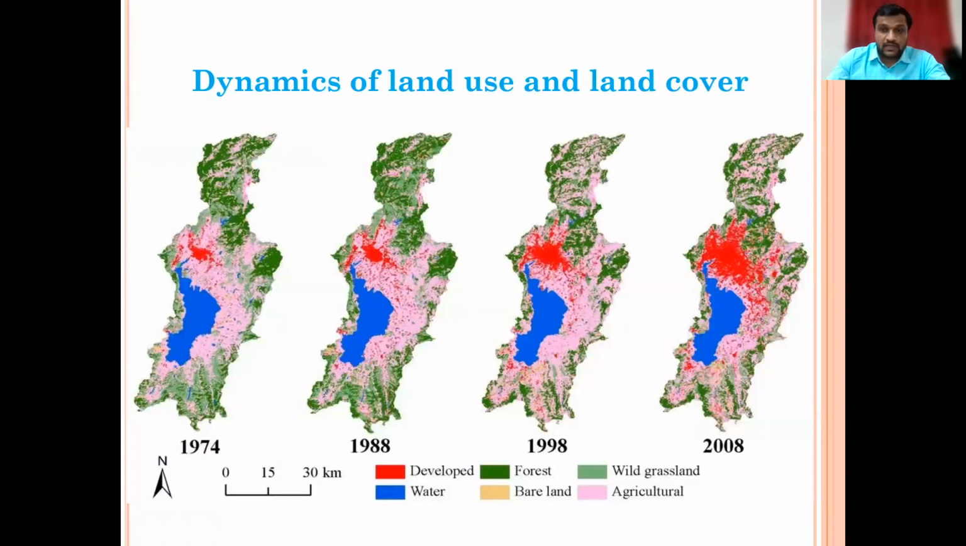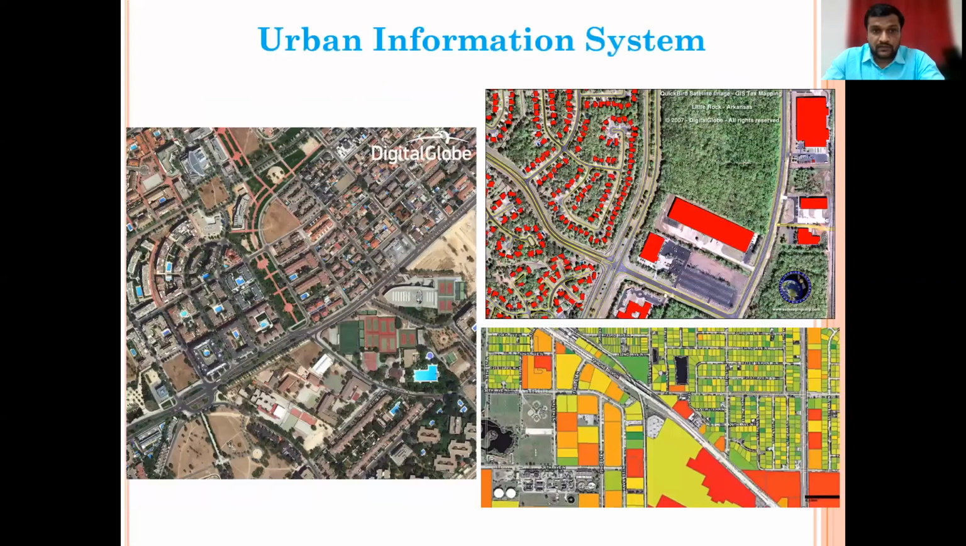Dynamics of land use, land cover can also be identified and analyzed using multi-temporal images, multi-temporal data sets. You see in this figure, we have the images starting from 1974 to 2010, and you can see the dynamics of different land use, land cover categories.